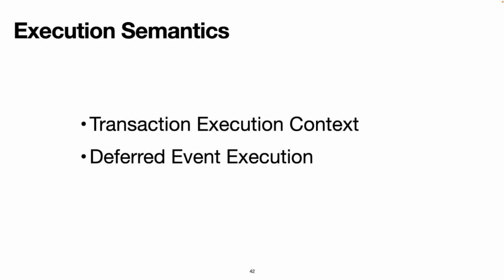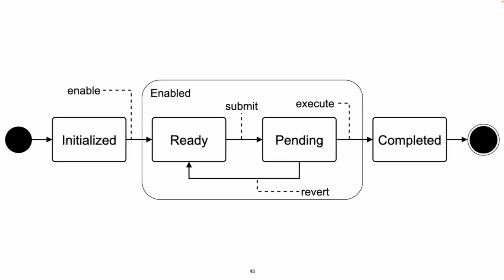So with these elements introduced, now we can actually discuss the semantics of these elements and how they can be executed. So we'll discuss the transaction, execution context, and also the deferred event execution. To do that, we'd like to quickly present the life cycle of a transaction within the context of a business process. So here we have the initialized state, and then we go to the ready state, and then the user submits a transaction. We go to the pending state, and finally the transaction is completed.